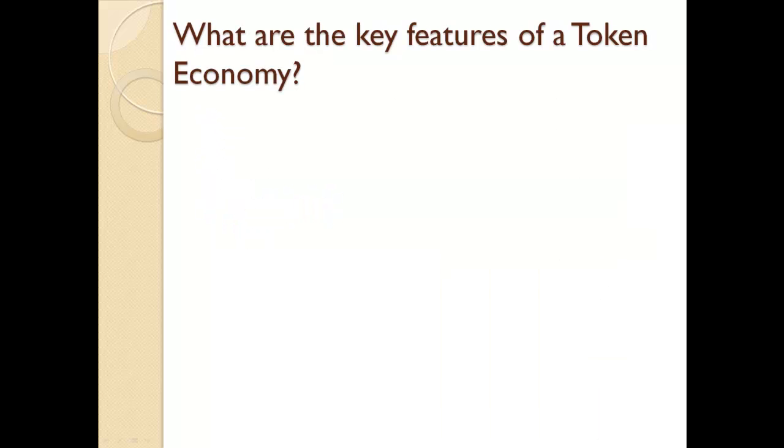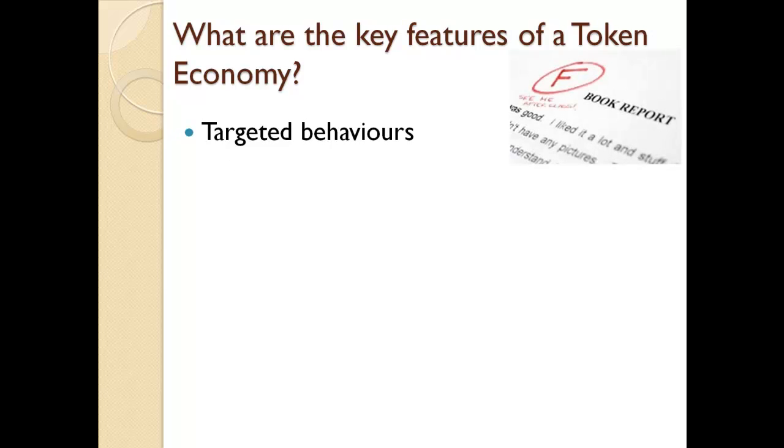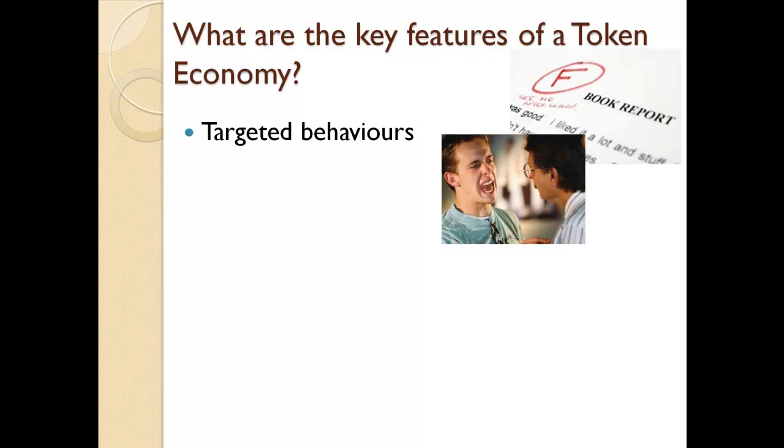The essential components of a token economy are the targeted behaviors, reinforcers, and the tokens themselves. Targeted behaviors are essentially the behaviors that educators deem acceptable. These behaviors, for example, can range from punctuality, high homework completion rates, to positive cooperation skills.